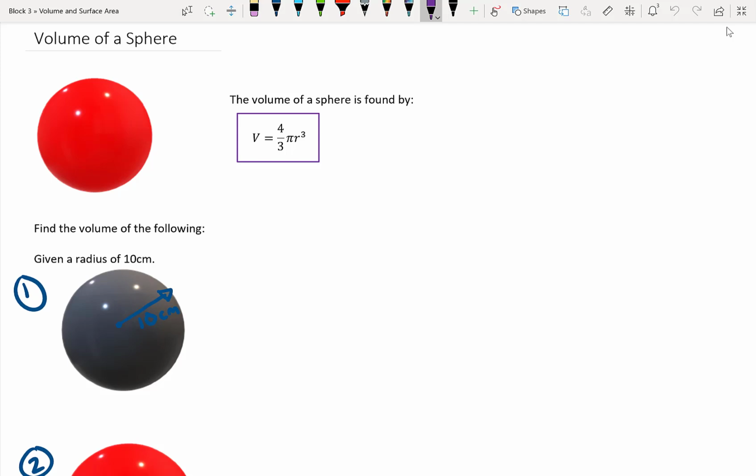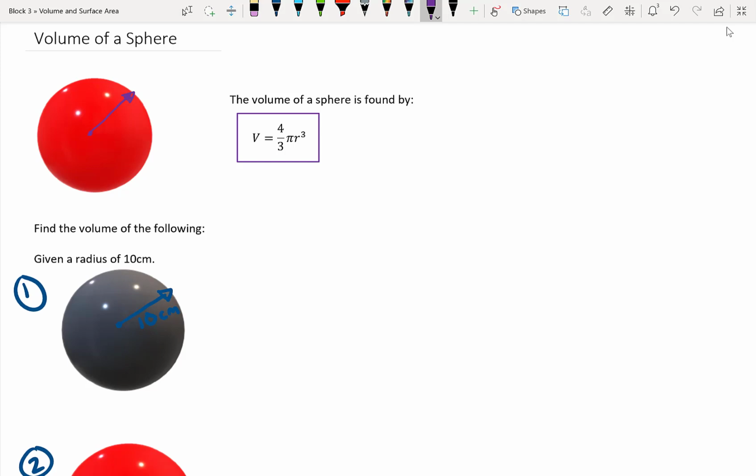All you're expected to do just now is, you get given that formula on the formula sheet, and you're expected to use it to find the volume. Okay, so remember that the radius goes from the right dead centre straight out to the edge of this. So let's try it in some examples then.